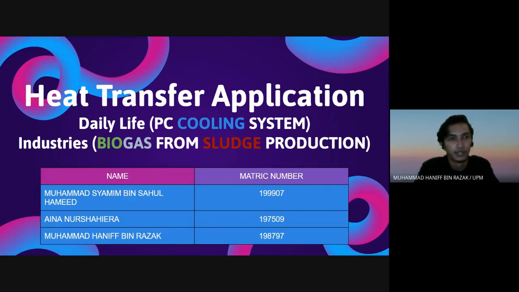So we are from group 6. We're going to do the heat transfer application where our daily life application is the PC cooling system, and for industries we take the biogas from sludge production. And here are our teammates: Muhammad Shamim, Ainan Shahira, and myself, Muhammad Hanif.